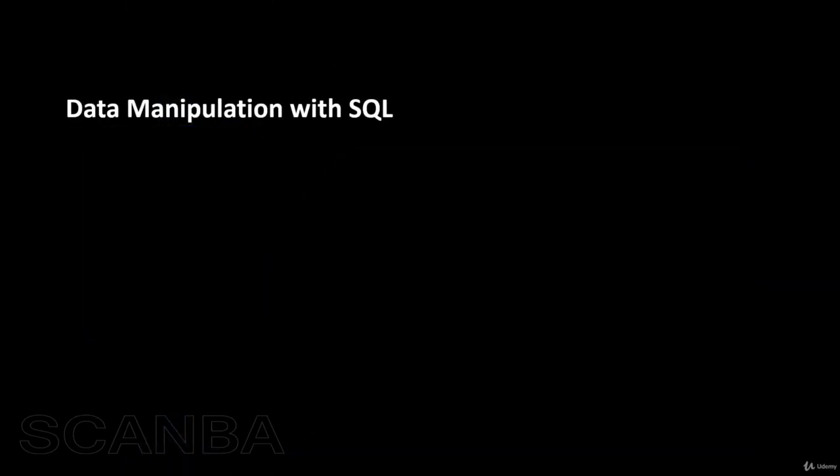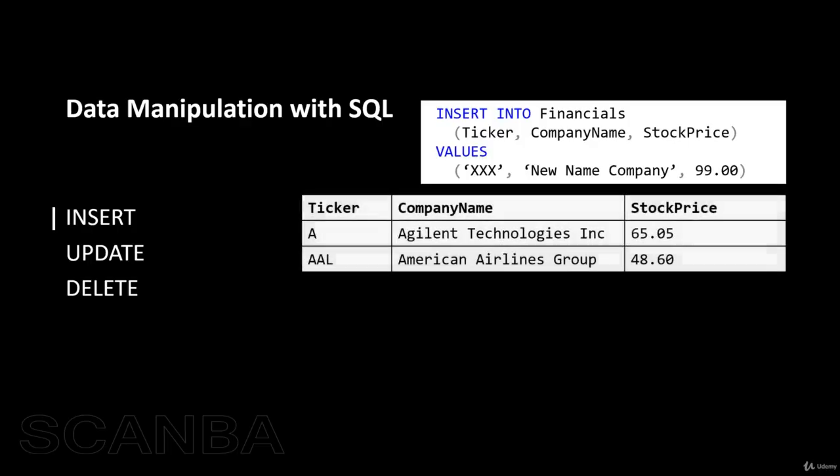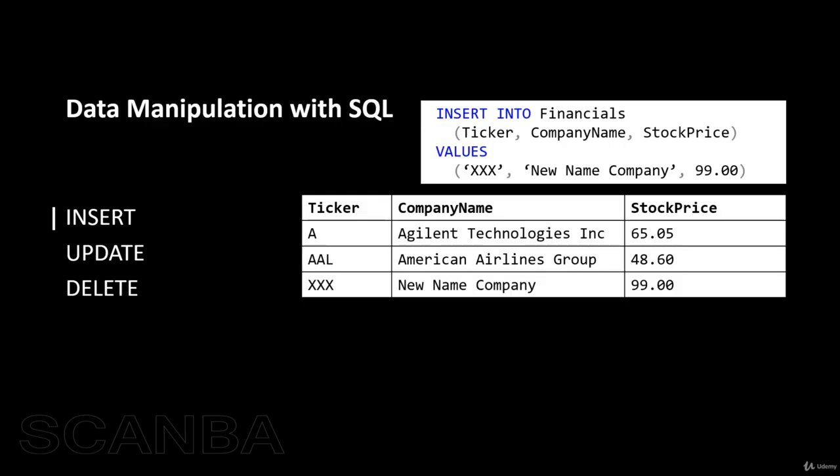SQL has three basic commands for data manipulation: insert, update, and delete. Insert is an SQL command for putting data into a table. Insert statements include the name of the table, the name of the columns with values being inserted, and a list of values to insert. A simple insert command puts one row into a table.